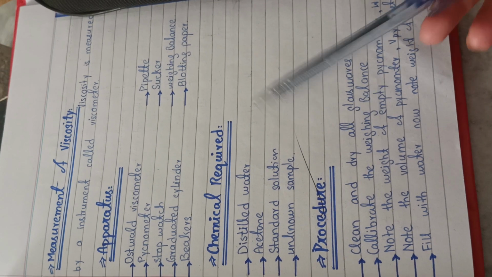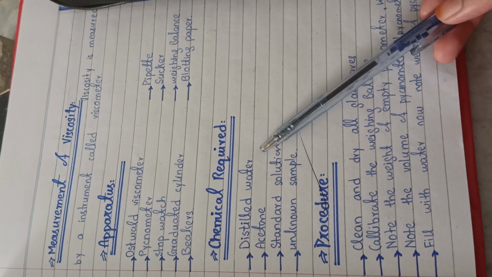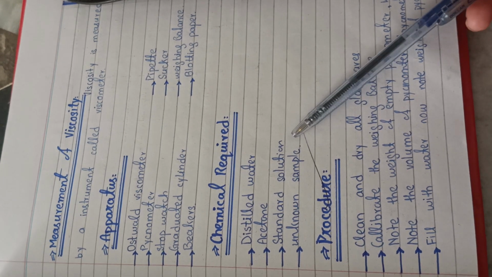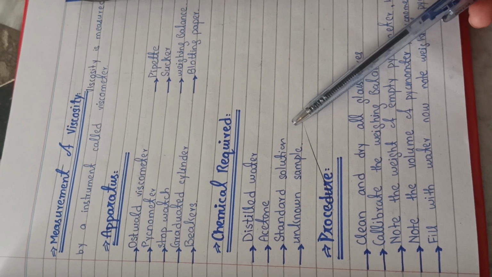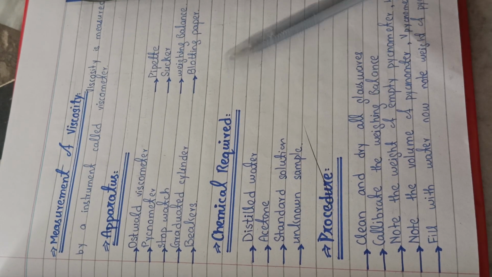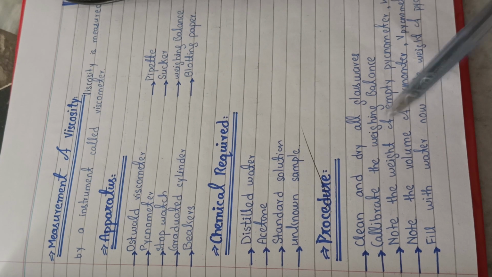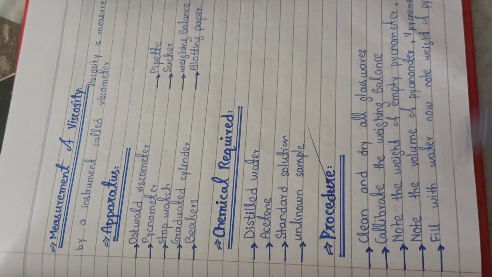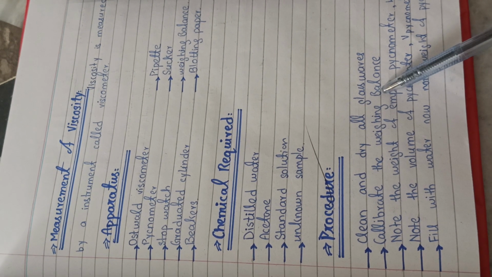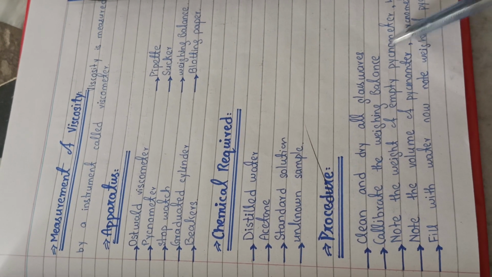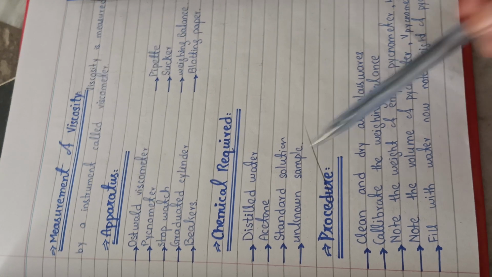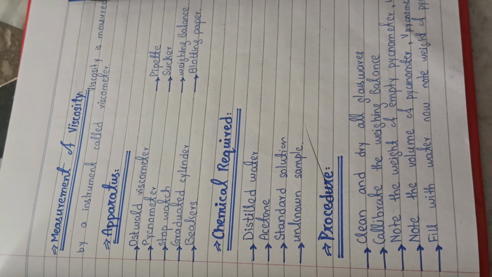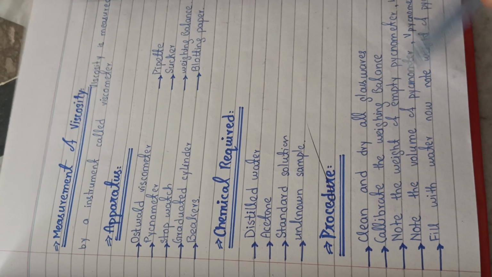The chemicals required for this experiment are distilled water, acetone, a standard solution, and the unknown sample whose viscosity or concentration is to be determined. Now we discuss the procedure and how you will find this viscosity. First, clean all the glassware you are using in this experiment. Second, calibrate your weighing balance. Note the empty weight of your pycnometer. Place the pycnometer onto the weighing balance and weigh it. Don't add anything into the pycnometer at first.